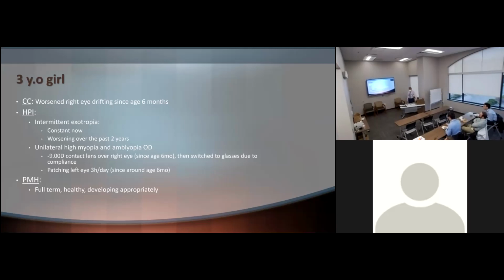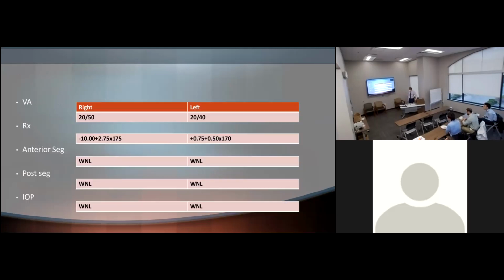She used to wear contact lenses since she was 6 months old. But due to poor compliance with contact lens and patching therapy, she was switched to glasses. She was wearing a -9 contact lens in the past with patching of the left eye 3 hours a day. She has intermittent exotropia, mainly of the right eye. She's otherwise healthy. This is her vision check.